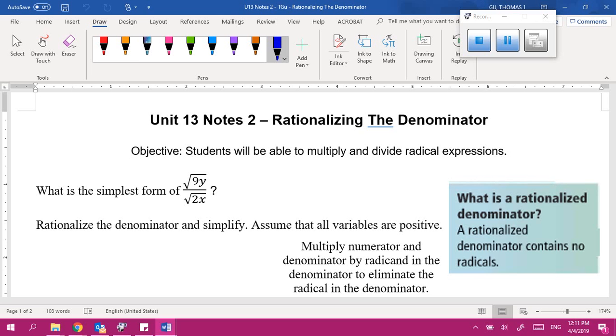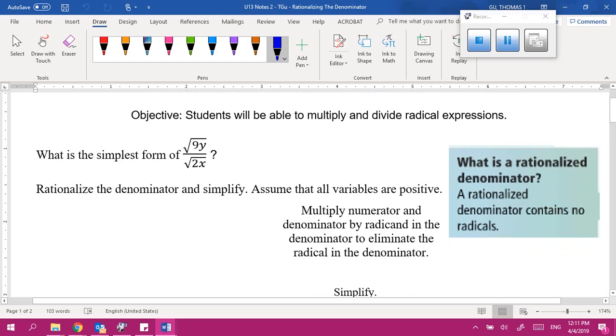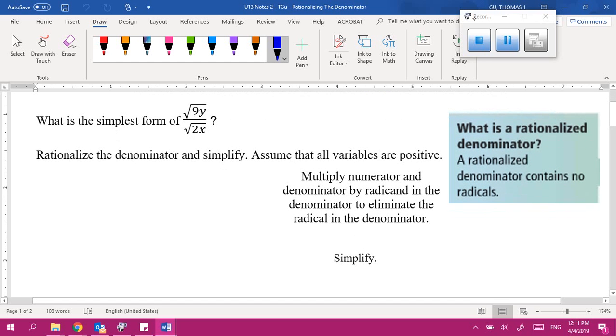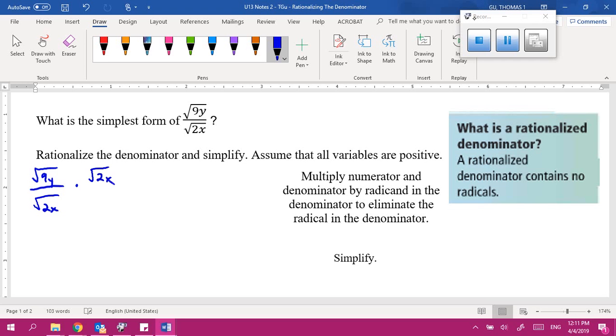So how do we do this process? It's actually not that difficult. All you have to do is take your original fraction, or original term, square root of 9y over square root of 2x, and you're just going to multiply by the radical term in the denominator, which is what? What is the radical term that's on the bottom right now? What's the whole thing? Square root of 2x. So you're going to multiply the top and the bottom by square root of 2x.